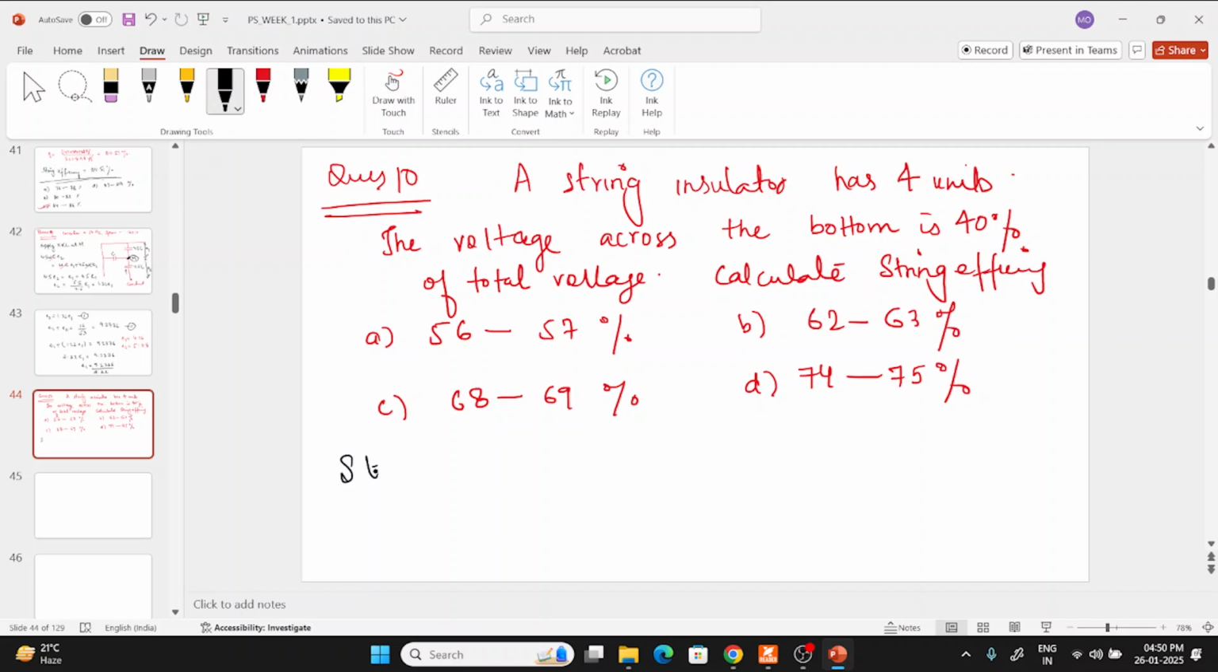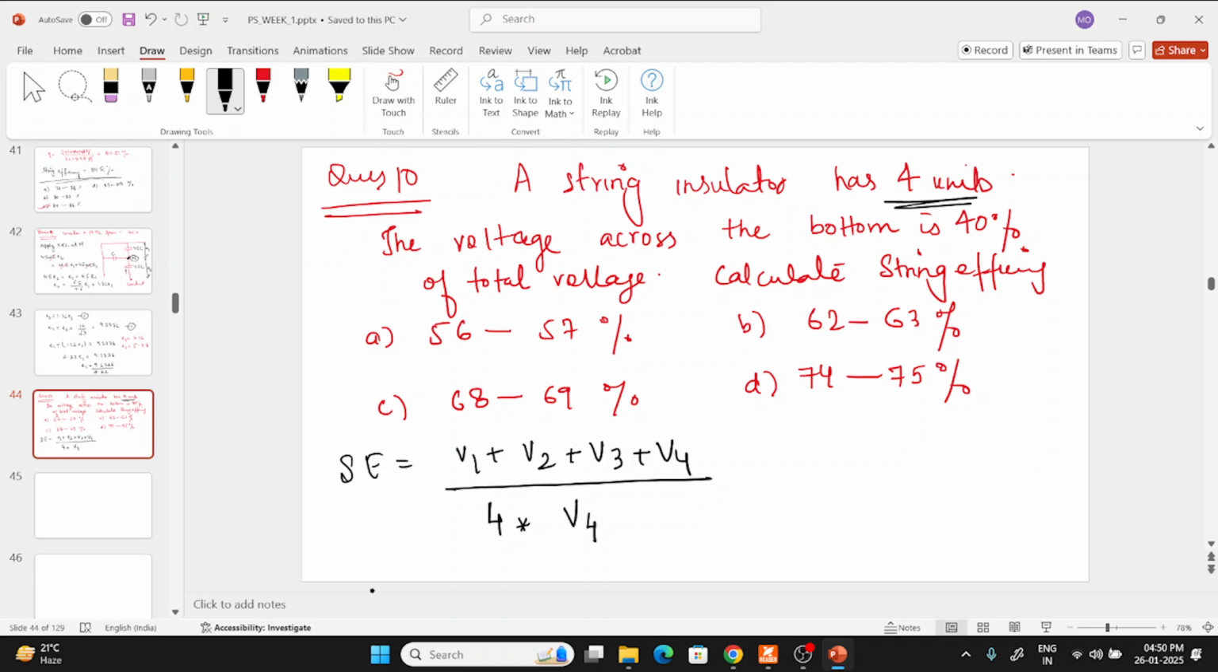String efficiency क्या है? It is voltage across the strings. So here we have four units. So V1 plus V2 plus V3 plus V4. Okay. Let me see क्या आंसर आता है. Then I will say who is wrong or right. And divided by number of units, which is 4, multiplied by the voltage across the bottom unit, which is 4. It is quite obvious.